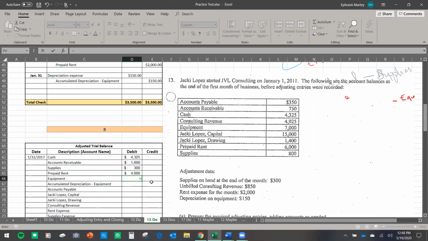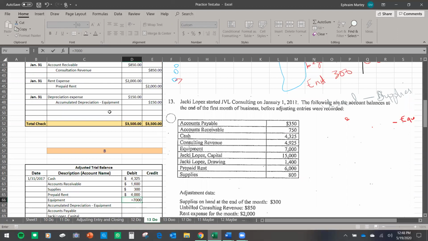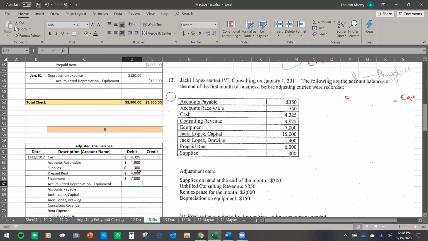Equipment. Remember, you cannot reduce equipment. You can only increase equipment. So let's see equipment. What did we start with? 7,000. Unless you sell equipment, but you cannot reduce it. You cannot use it and finish it. You will learn as you proceed in this class. Did we do any increase or decrease in equipment? No, we didn't. So it's going to stay the same.